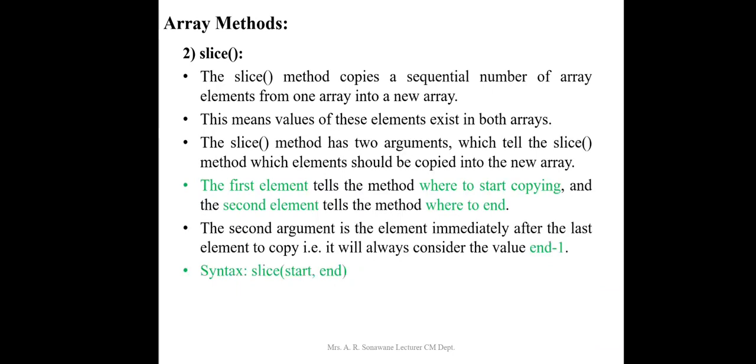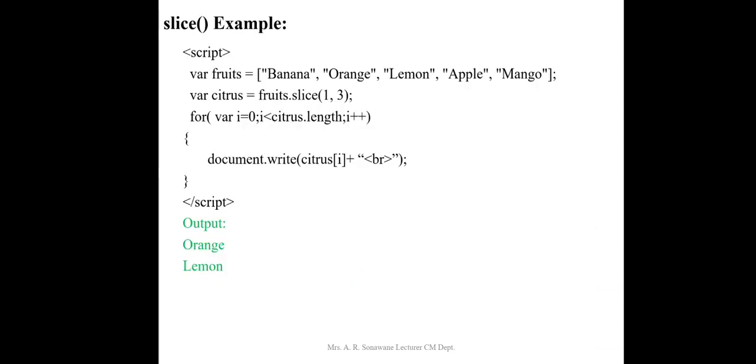So the start, or first element, indicates from where the copying will start, and the end, or second element, specifies where to end. But kindly take note that whatever end value you specify, the copying will stop up to end minus 1. So the syntax will be slice start comma end. Consider one example so that you can get a clear idea.